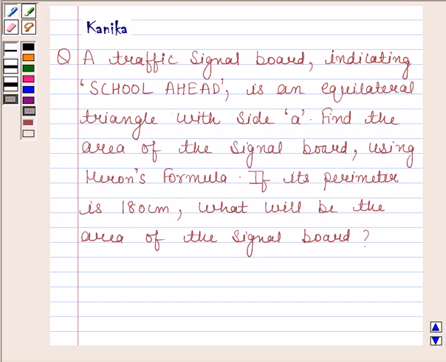Session. Let us discuss the following question. The question says, a traffic signal board indicating school ahead is an equilateral triangle with side A. Find the area of the signal board using Heron's formula. If its perimeter is 180 centimeters, what will be the area of the signal board?